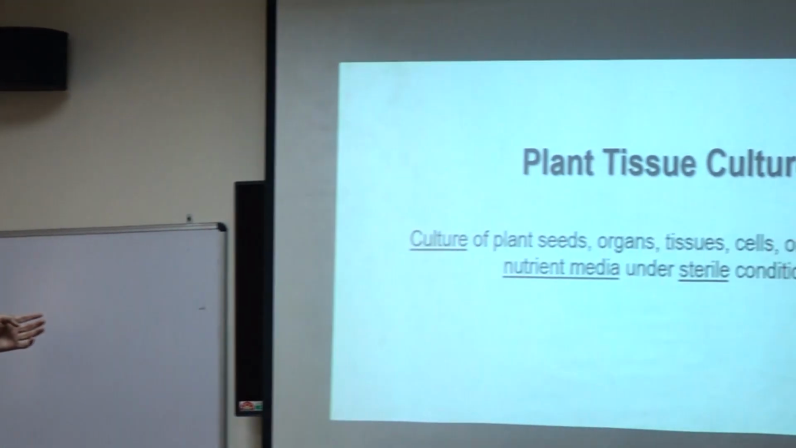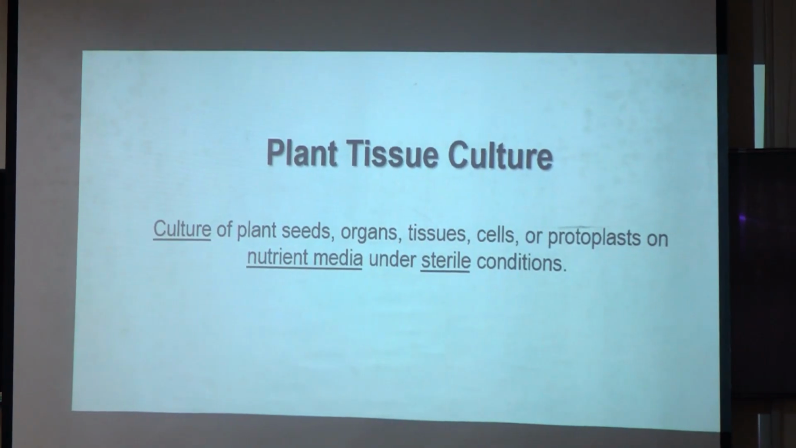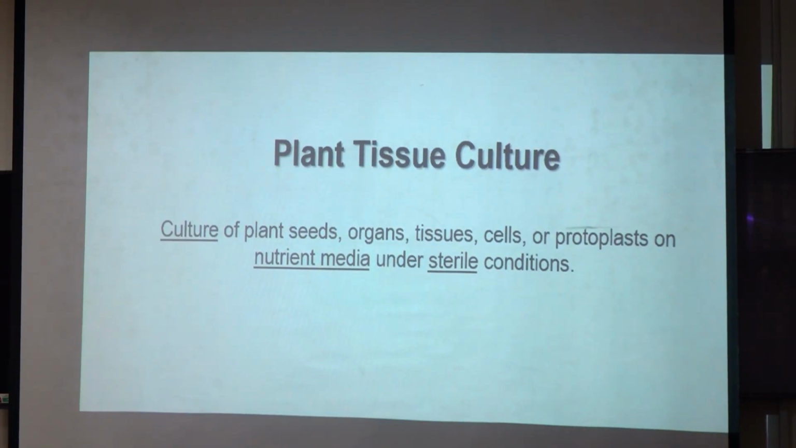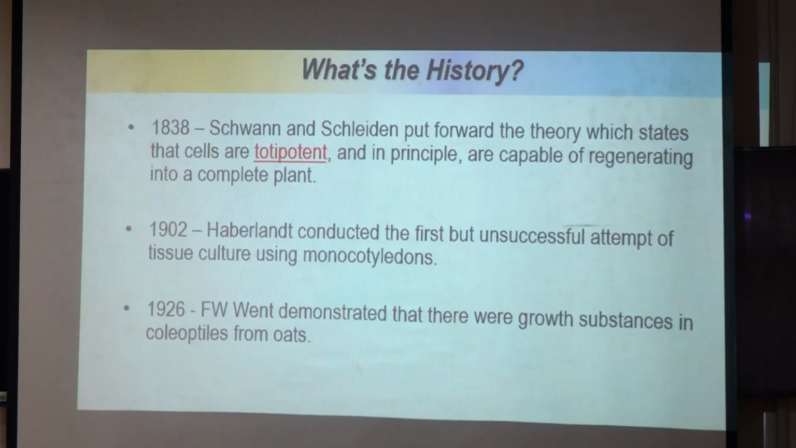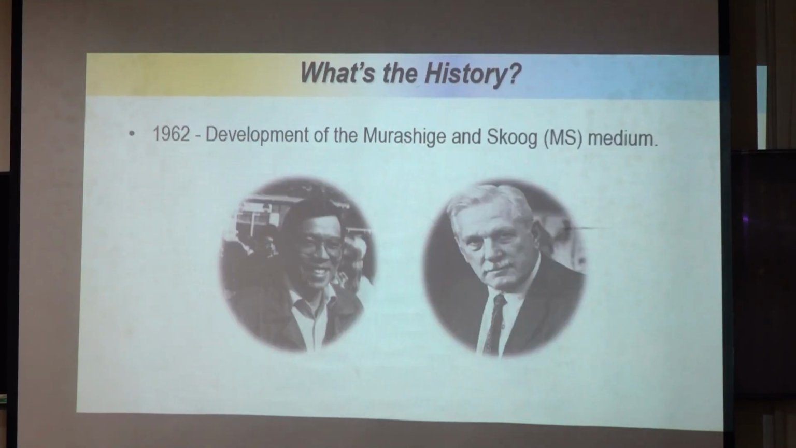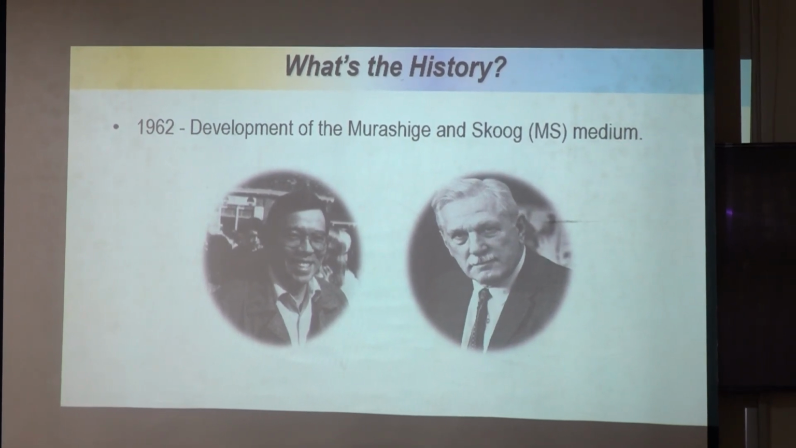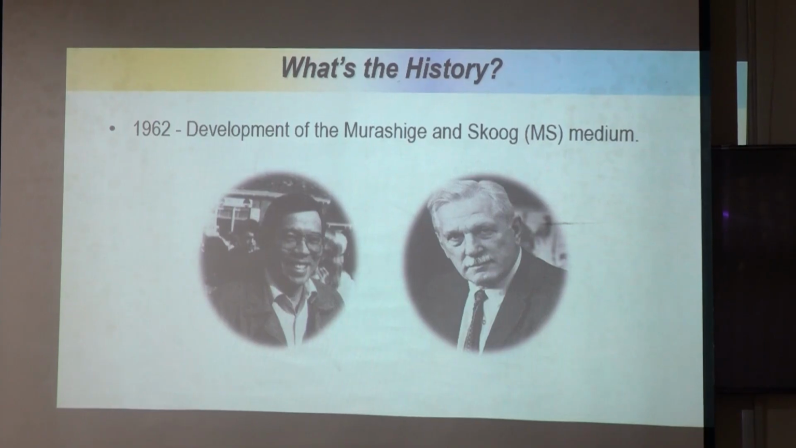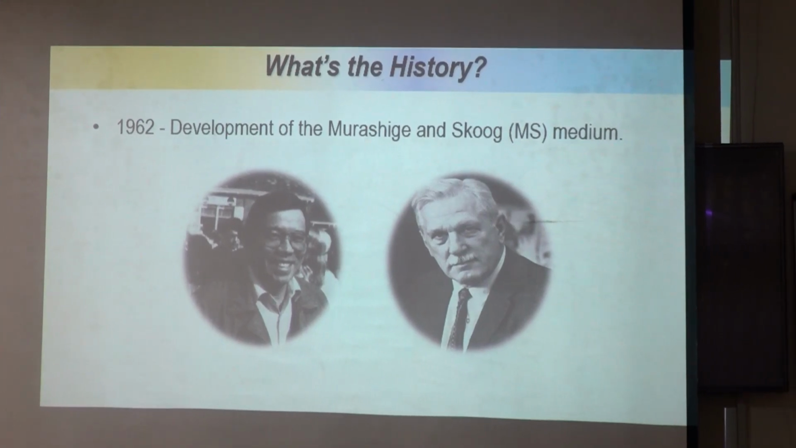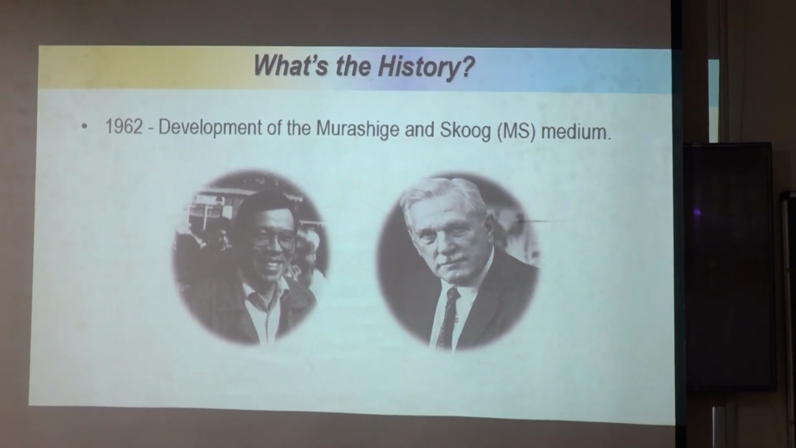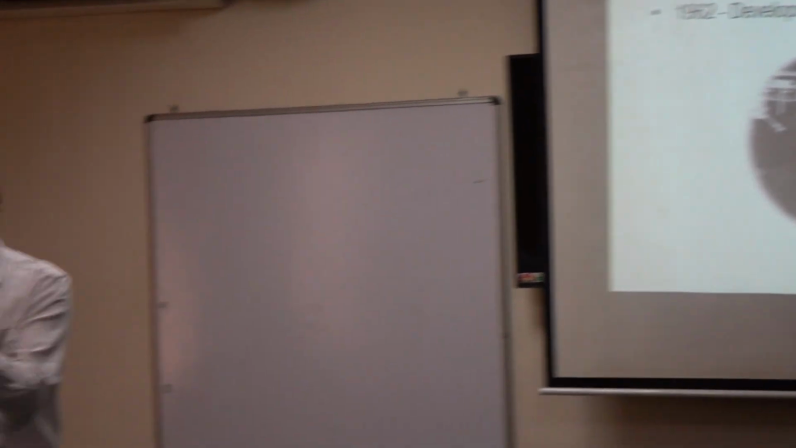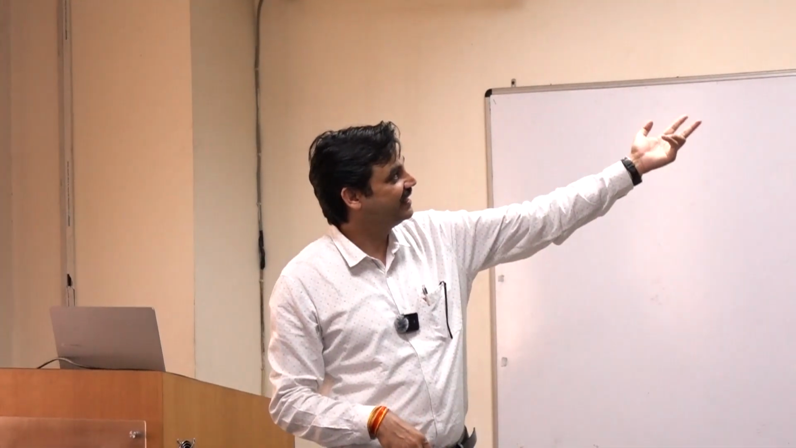So this is like culturing your cells from seed, from tissues, part, with nutrient media and controlled conditions required. So history, I just remove it. These are the two people. If you say how to regenerate a plant, conversion of a single cell to a plantlet, you need an artificial food on which you can keep the cell. And that food was proposed by these two people, Murashige and Skoog, MS medium.